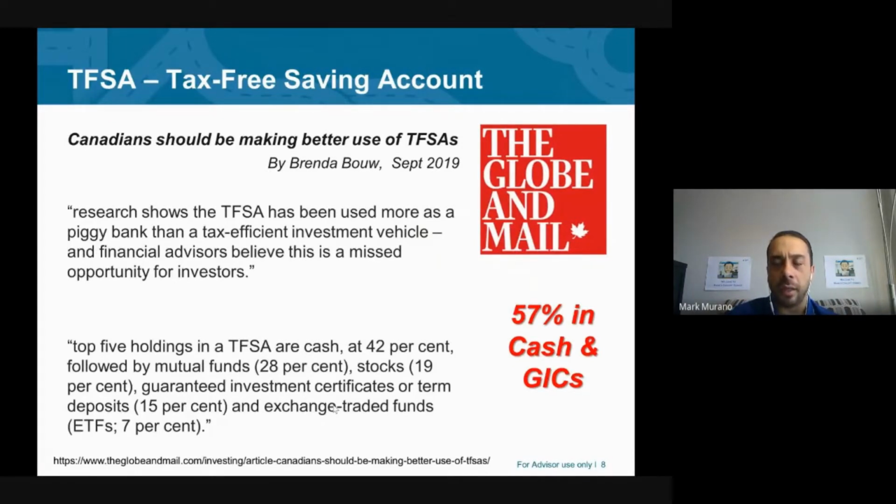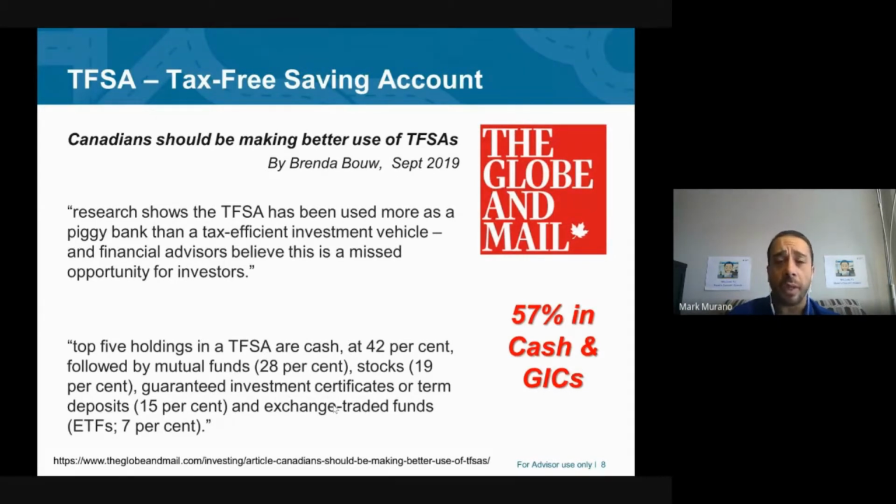that I pulled from the Globe and Mail. It's almost a year old at this point, but it's written by Brenda Bowe. Canadians should be making better use of their TFSAs. Research shows, a quote from the article, that the TFSA has been used more as a piggy bank than a tax-efficient investment vehicle. And financial advisors believe that is a missed opportunity for investors.